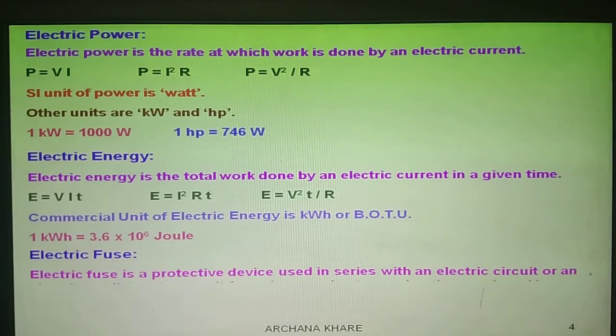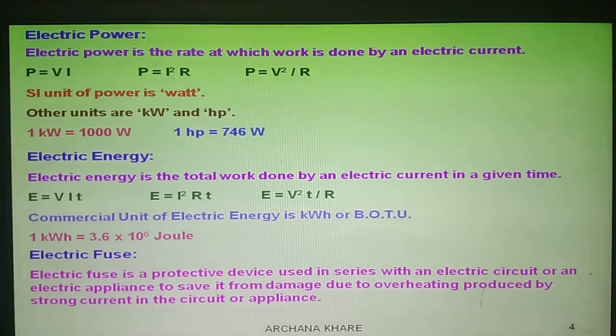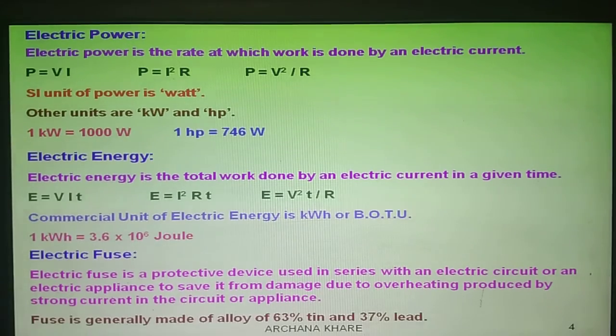Electric fuse. It is a protective device used in series with an electric circuit or an electric appliance to save it from damage due to overheating produced by strong current in the circuit or appliance. This strong current may be due to short circuit or due to overloading. Fuse is generally made of an alloy of 63% of tin and 37% of lead. This combination of fuse wire has high resistance and a low melting point, which are the required properties of a fuse wire.